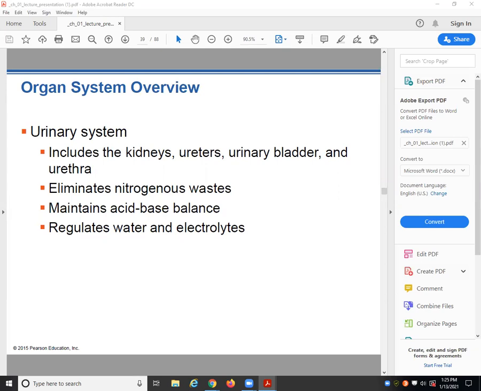Urinary system includes your kidneys, the ureters, urinary bladder, and urethra. It eliminates nitrogenous waste, maintains acid and base balance, and it regulates water and electrolytes.